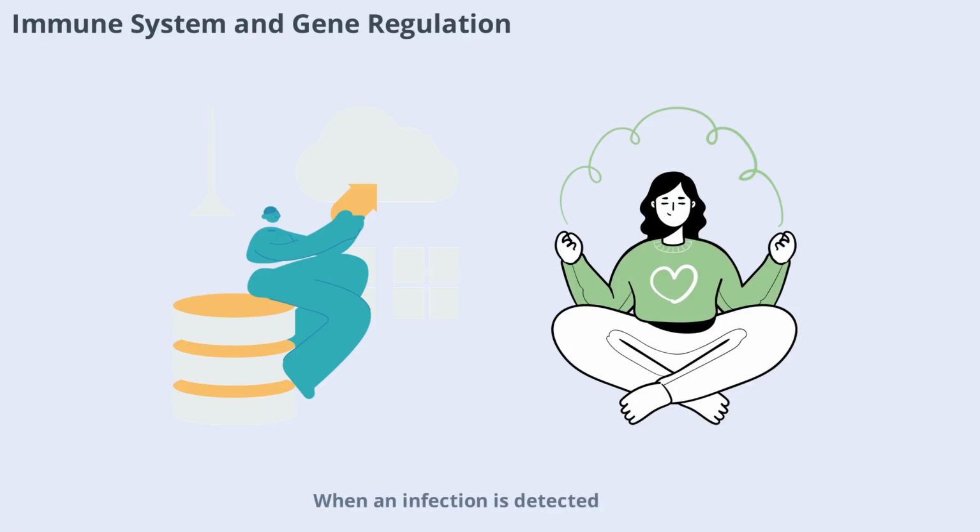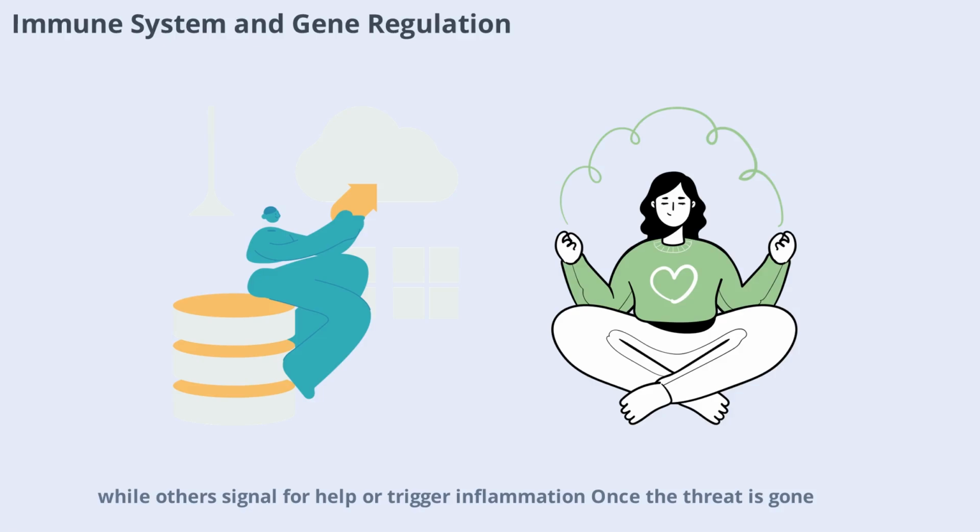When an infection is detected, immune cells activate genes that help fight off invaders. Some genes produce antibodies while others signal for help or trigger inflammation. Once the threat is gone, gene expression returns to normal. This dynamic control ensures a balanced immune response.